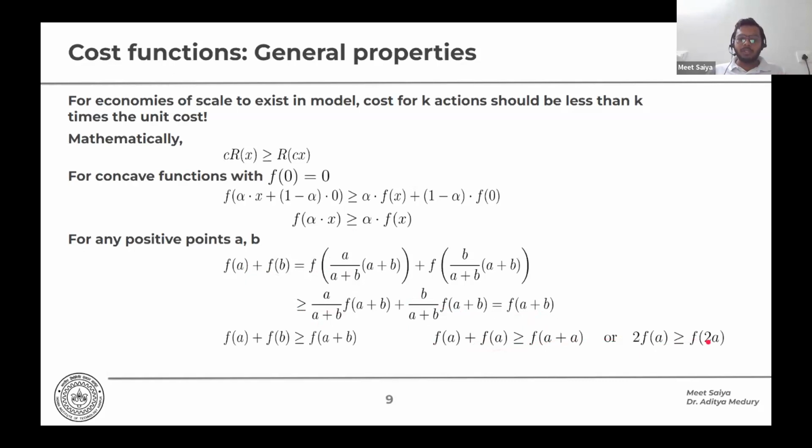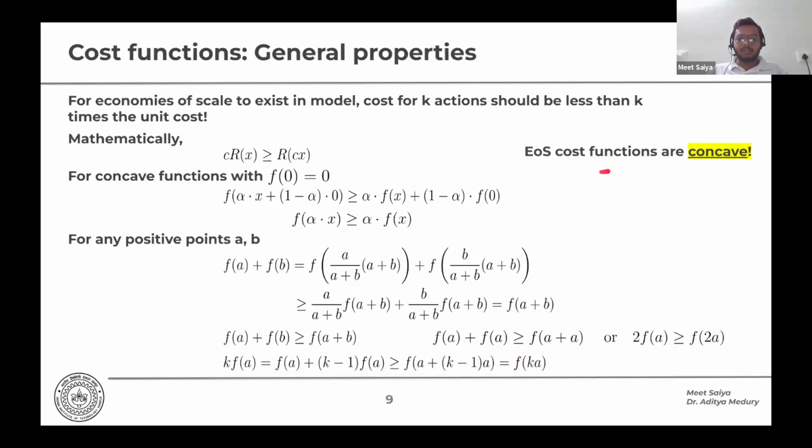And if you do this recursively for k times, you get this thing, k f(a) is greater than or equal to f(ka), which is what is written over here, which basically means that functions that incorporate economies of scale have to be concave in nature.